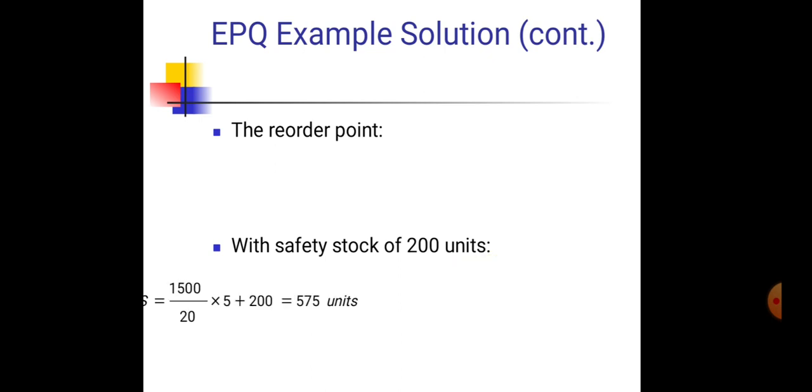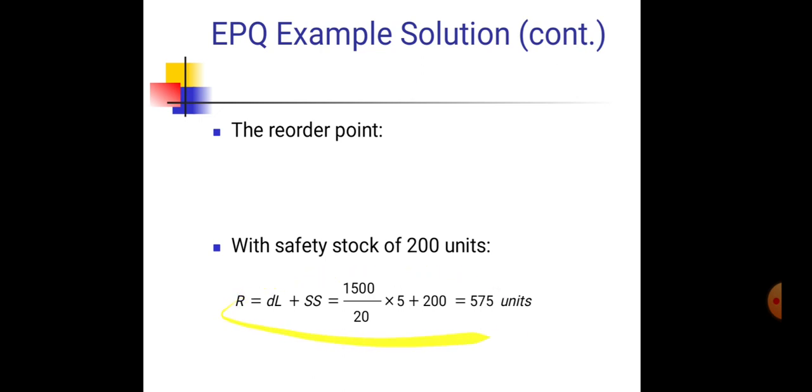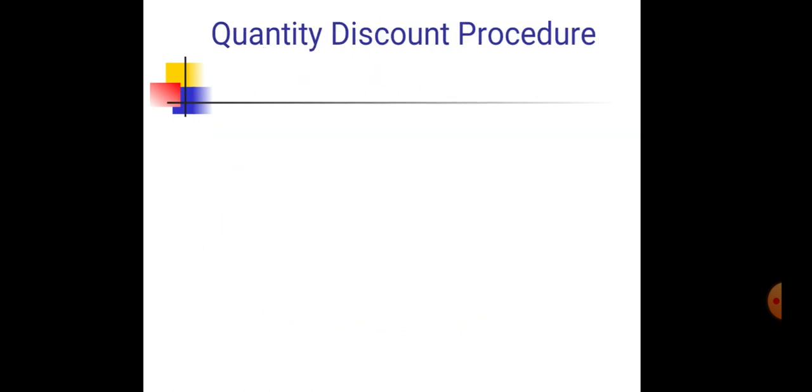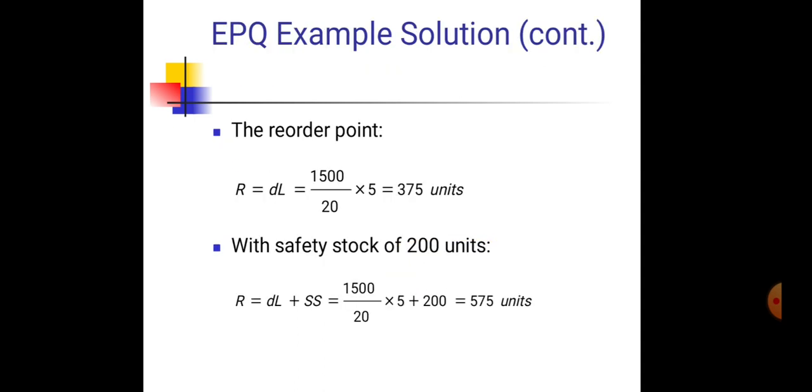So now we'll see one more, that is reorder point with a safety stock of 200. So this is the reorder point, without considering safety stock and with considering safety stock. So reorder quantities are found out.